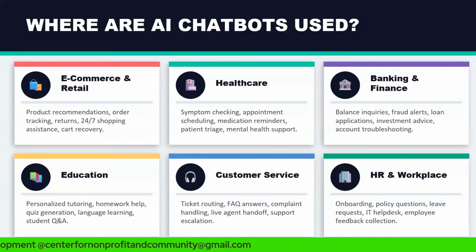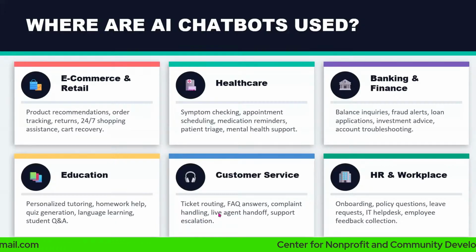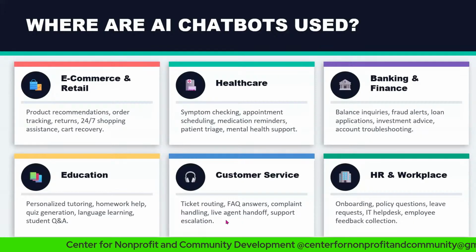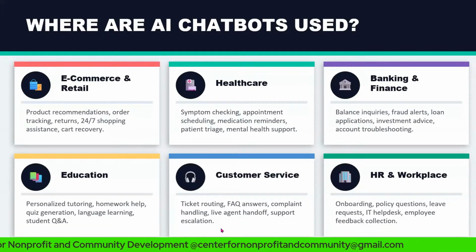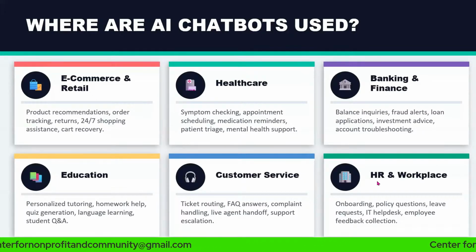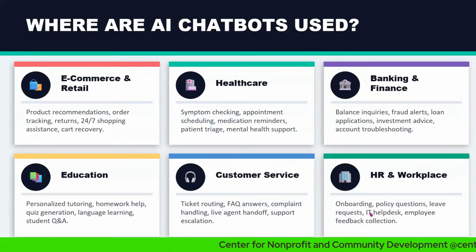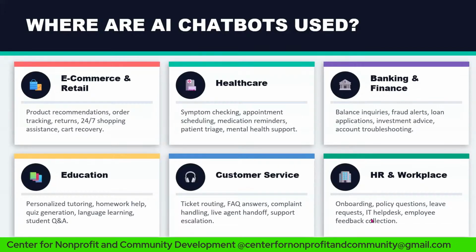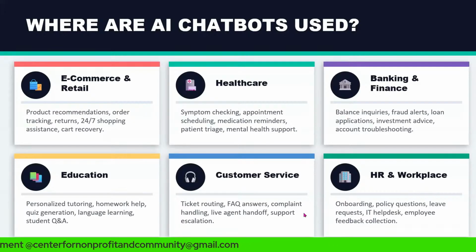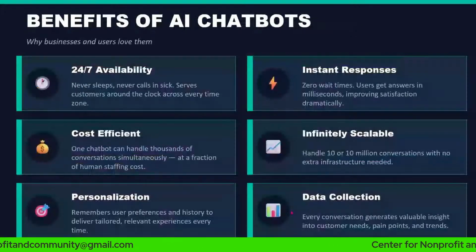So then the next one is consumer services. This includes ticket routing, frequently asked questions, complaint handling, live agent handoff, and support escalation. AI is all over the place. HR and workforce: onboarding, policy questions, leave questions, IT help desks, employee feedback collection. So as you can see, AI chatbots are all over the place. And this is only six of the many that are out there.